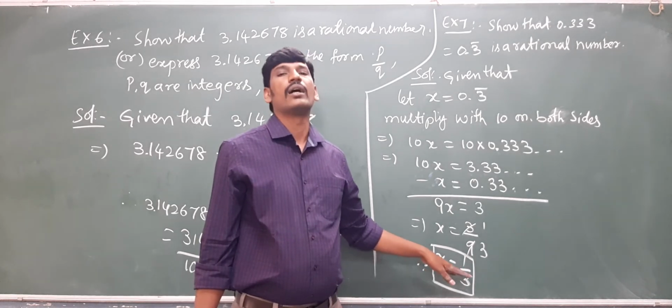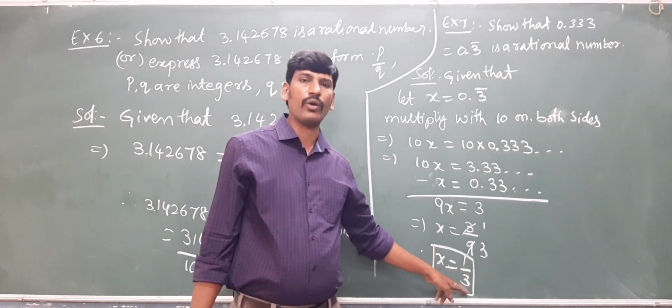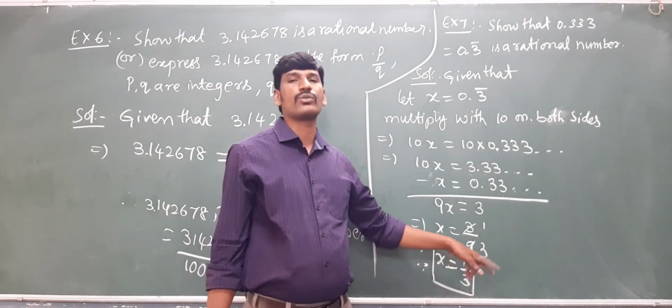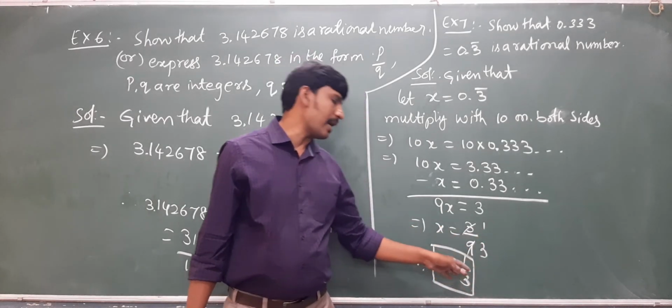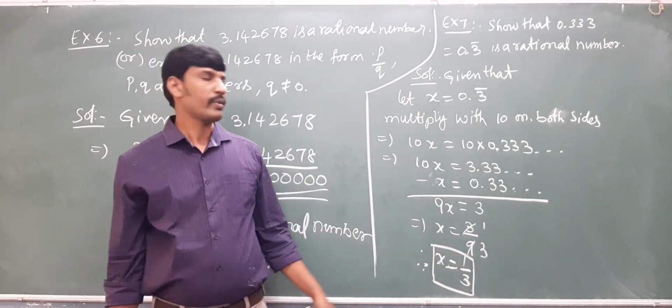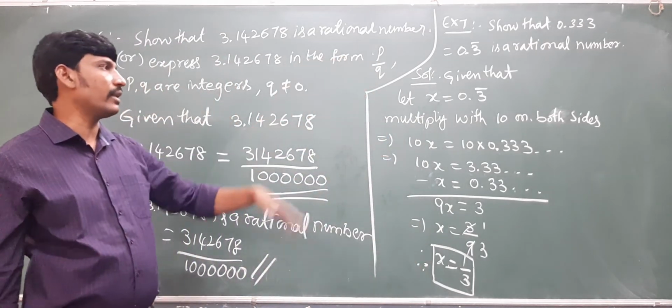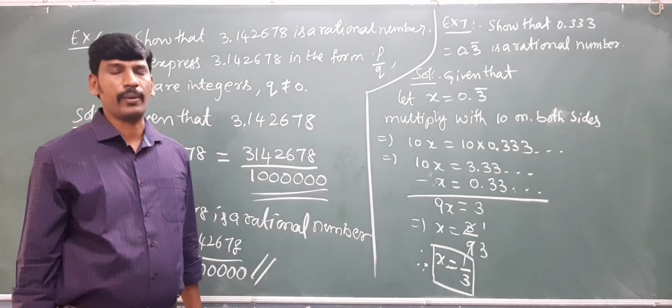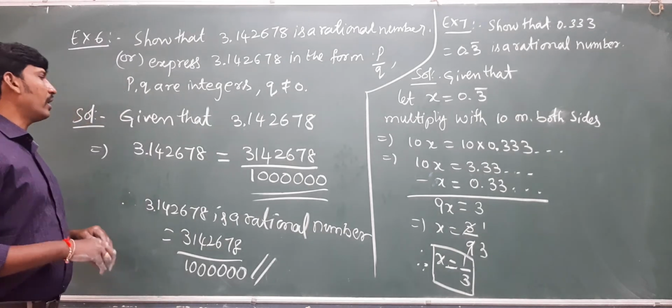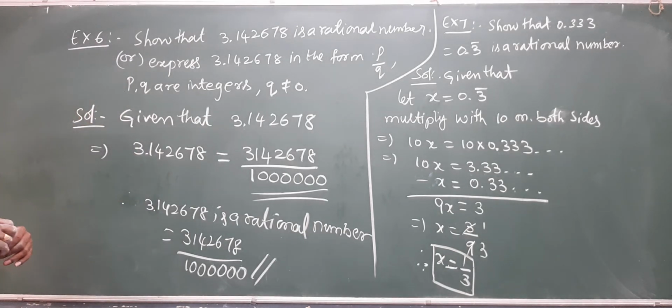1 by 3 is a rational number because p and q are both integers and q not equal to 0. That's why this number satisfies the condition of the rational number definition. Okay, therefore 0.333 bar is nothing but 1 by 3. Is this clear, my dears? Do you understand that? Right.